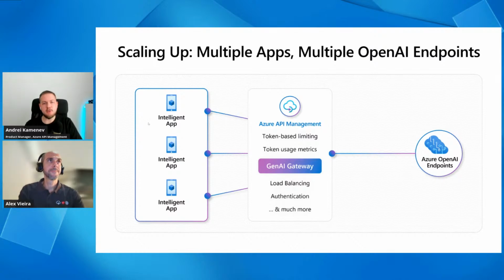And when I have multiple OpenAI endpoints, how can I distribute load across those? Is there a way to make sure that my pre-purchased instances of OpenAI are utilized first before I fall back to a regular pay-as-you-go instance? And this is where Azure API Management comes into play.